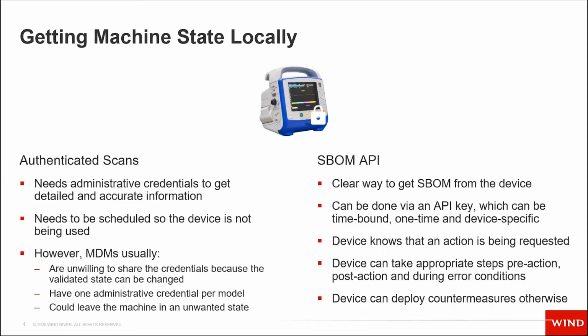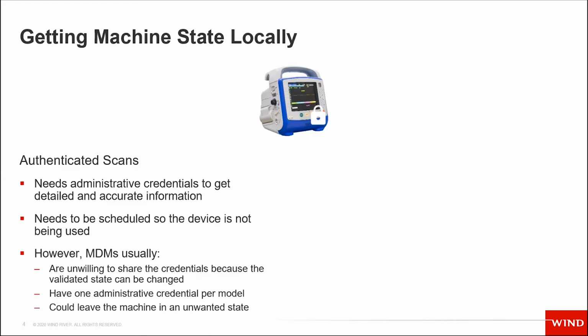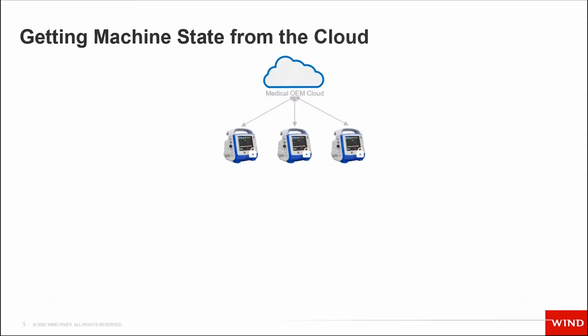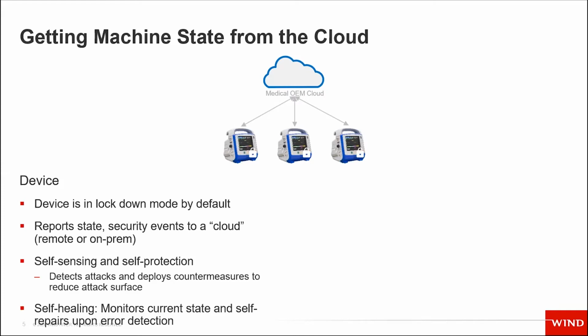And anytime a bad API key is given, the device can actually deploy countermeasures. So the API sounds like a pretty big step above and beyond the authenticated scan. Now we could go one step further where we say, let's get the machine state from the cloud as opposed to the device itself. And what this gives us in terms of advantages is the device is constantly in lockdown mode by default, right? It's reporting the state and the security events to a cloud, and this cloud could be remote or it could be on premises.